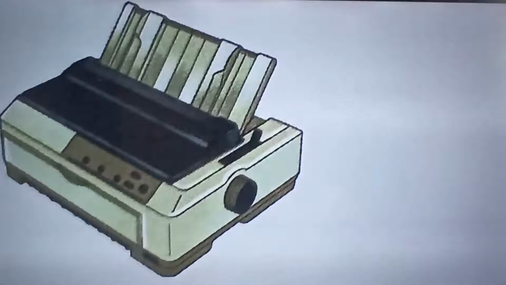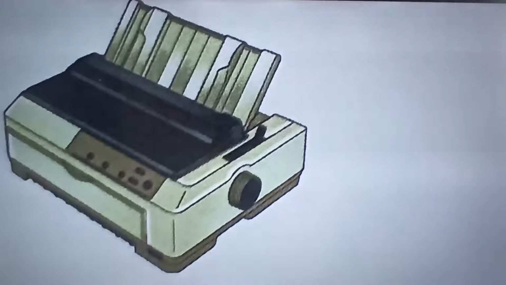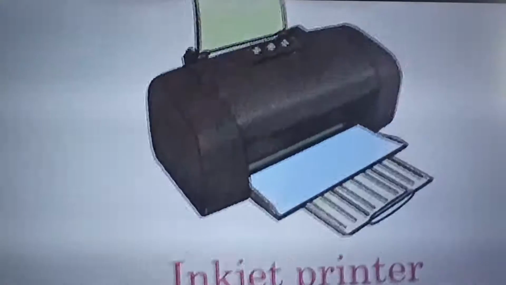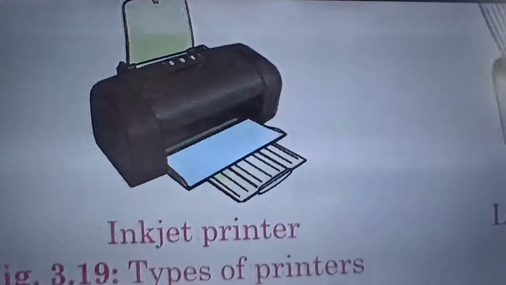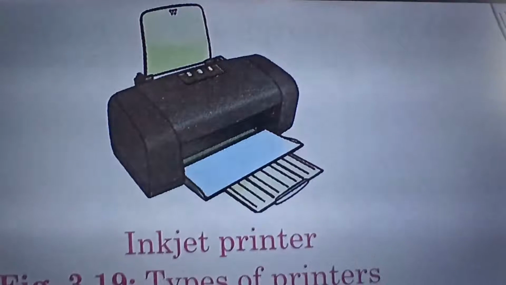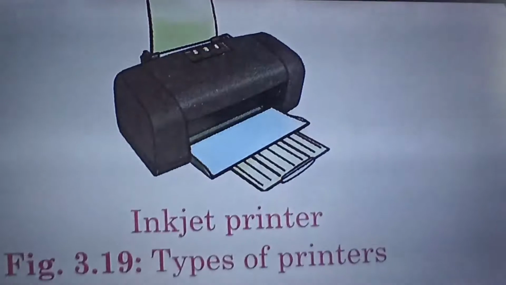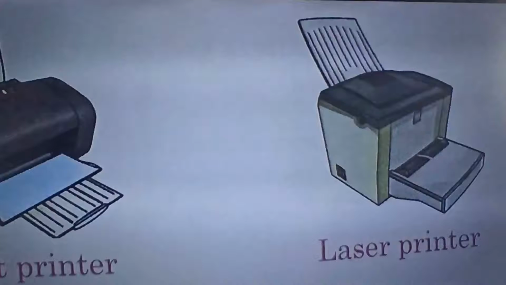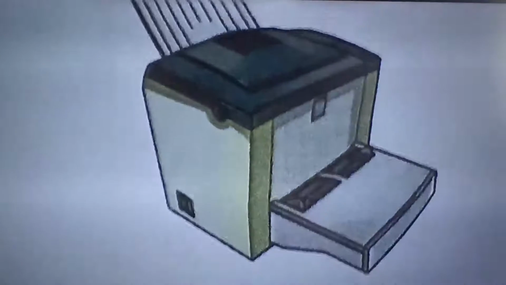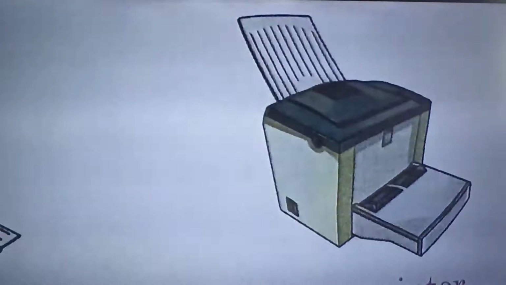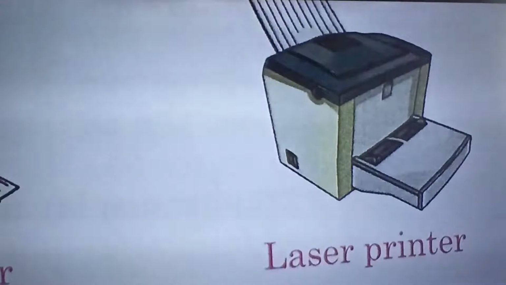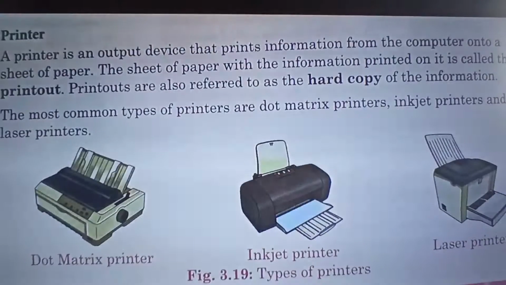There you can see the image of a dot matrix printer. Next we come to inkjet printer. This one is the image of an inkjet printer, and the last one is the laser printer. So these are the different types of printers. With that we come to the end of the chapter, input and output devices.